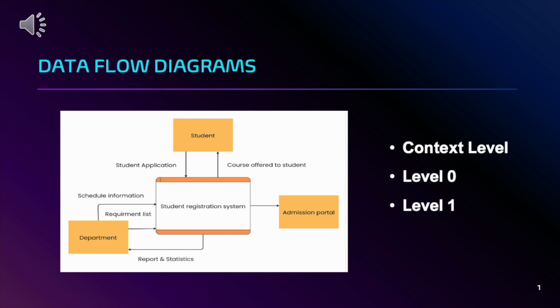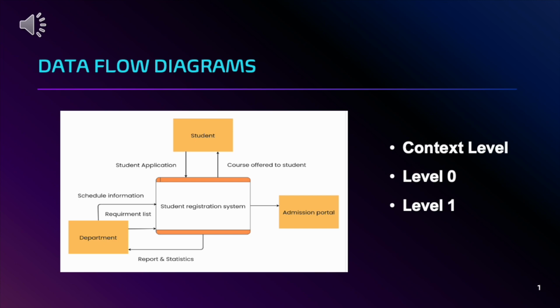Now, the context level diagram really is just showing the process of interaction with the system, the interaction from the system with external entities. As you see in this picture, it's a perfect representation: the yellow boxes, the student, department and admission portal, are the external entities that are interacting with the system.